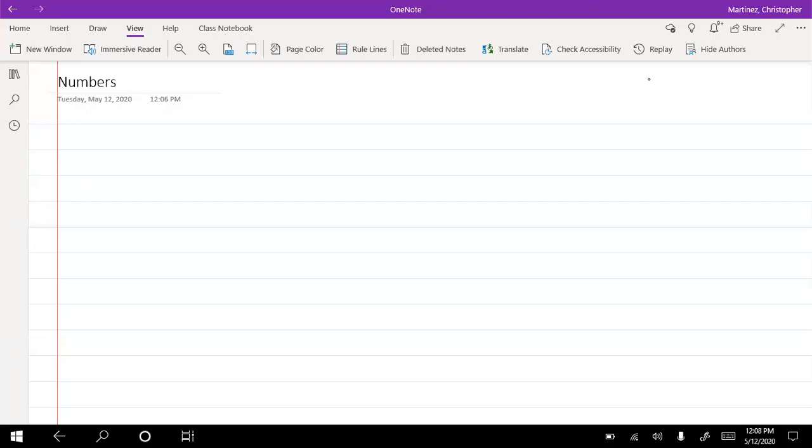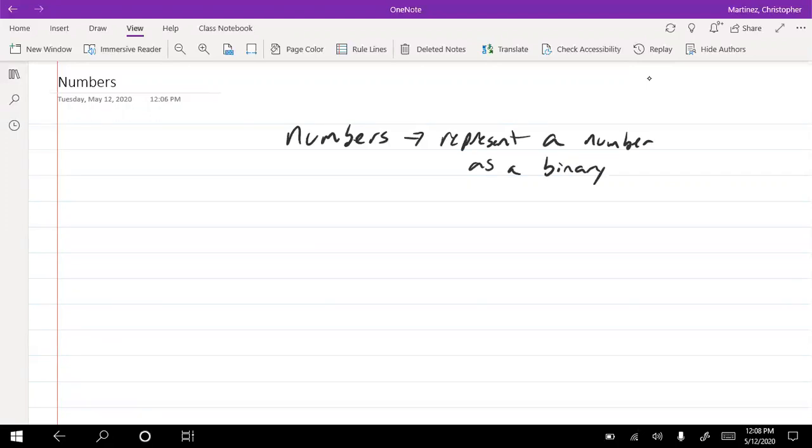Now that we know a little bit about what is digital and what is binary, let's dig a little deeper into the specifics of what we're trying to do with binary, what we're trying to do with a digital circuit. So where we're going to start is we're going to look at numbers. Somehow we're going to want to represent a number as a binary value. And this binary value is going to be either a 0 or a 1.